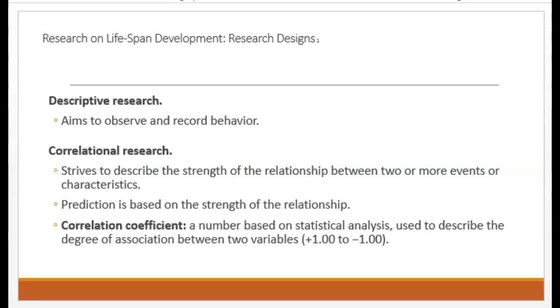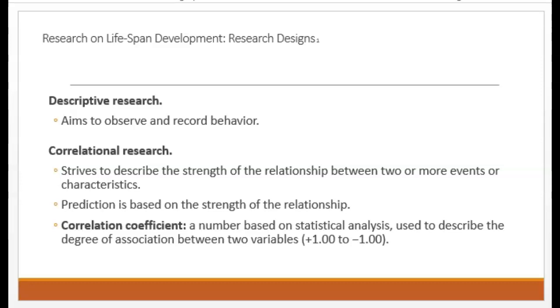If the occurrence of one thing tends to follow the occurrence of another thing, then there is said to be a correlation or a relationship. The strength of this relationship can fall anywhere from a positive one to a negative one. Positive one means that as one event or characteristic increases, it perfectly predicts the increase of another event or characteristic. A negative one means that as one event or characteristic increases, it perfectly predicts a decrease in another event or characteristic. A correlation coefficient of 0 means there's no relationship.